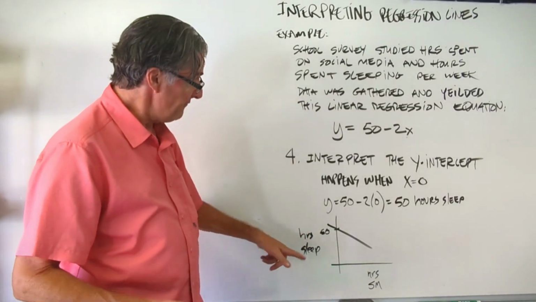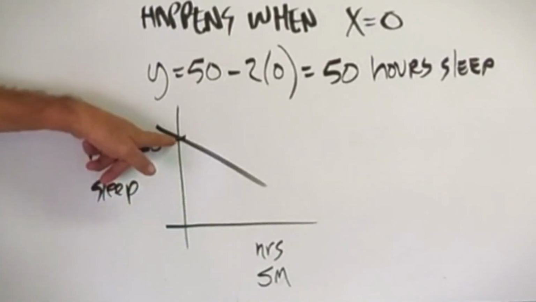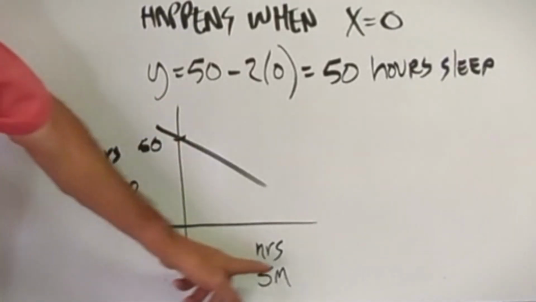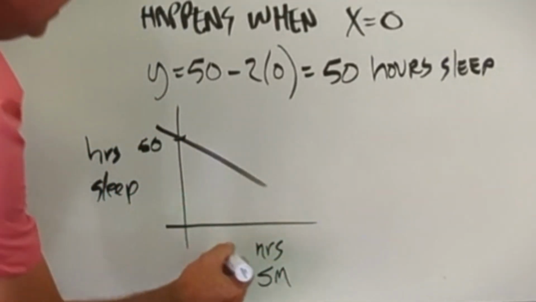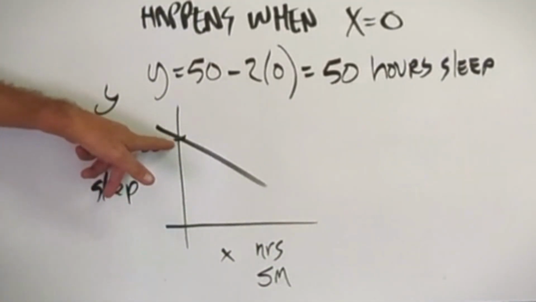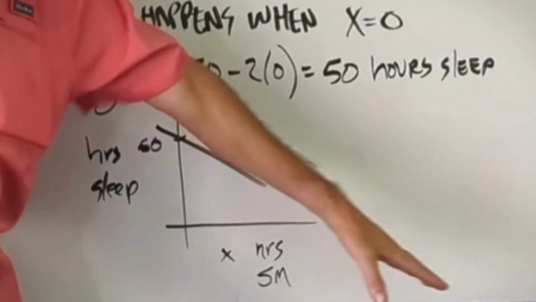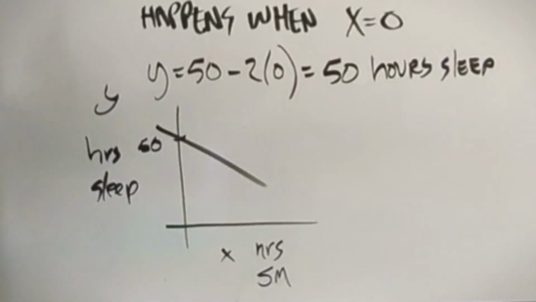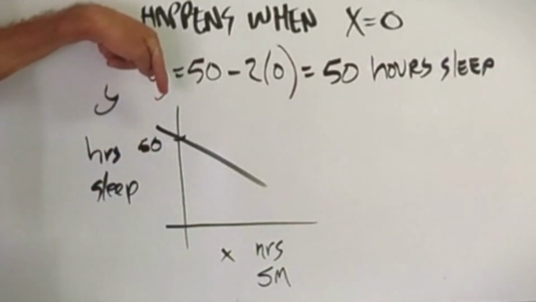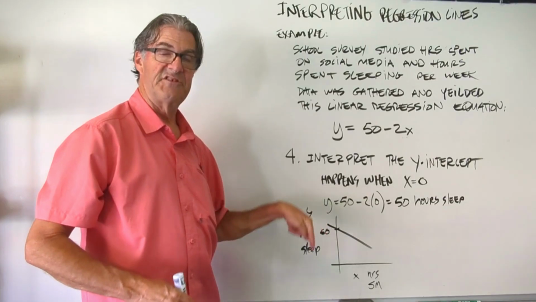I went ahead and graphed that, and you can see here's my y-intercept. That's where the line crosses the y-axis. That's 0 hours for social media. This is x and this is y. And that shows us that we get 50 hours of sleep. Now this line slopes downward with a slope of -2, showing us that as we spend more hours on social media, we're going to get fewer hours of sleep.